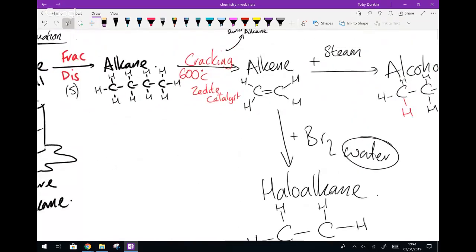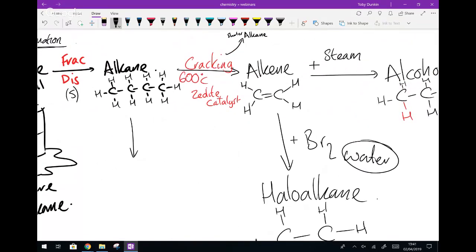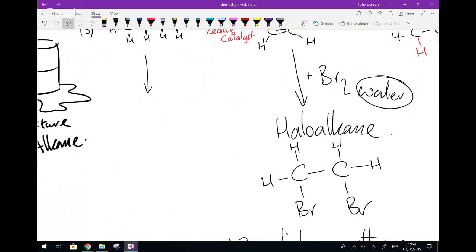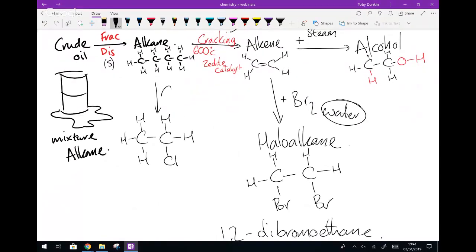Thanks, Lucas. Alkanes can also be transformed into haloalkanes. I've missed a transformation. So I can take ethane, I should have put in ethane, and I can transform it into chloroethane using chlorine gas, and the condition is UV light. I've missed the transformation. Isn't that shocking?